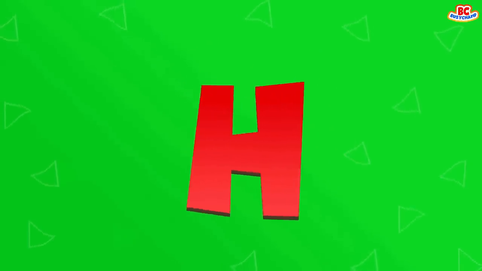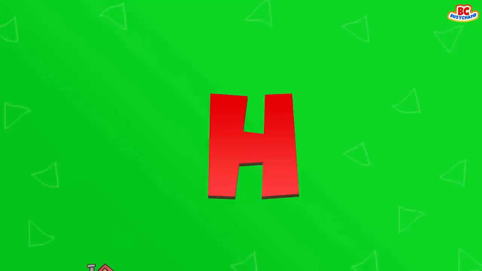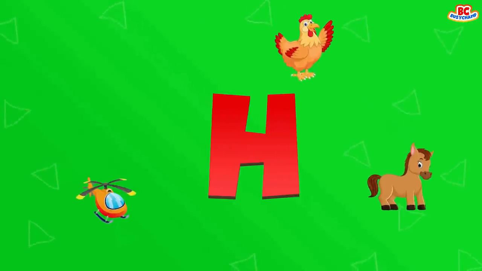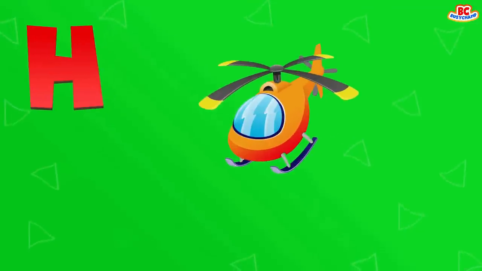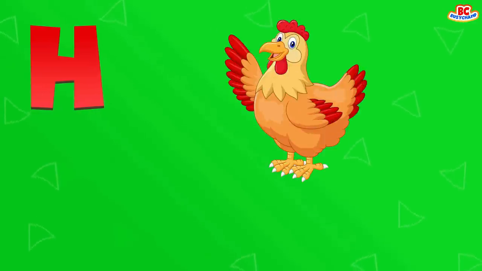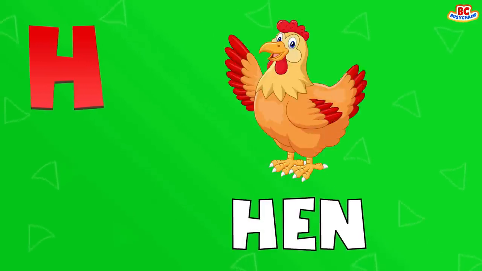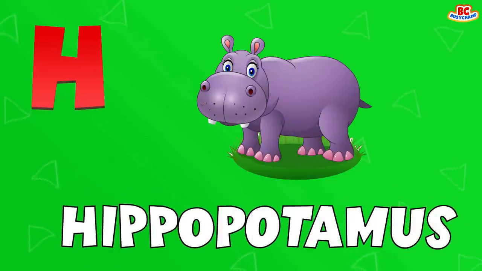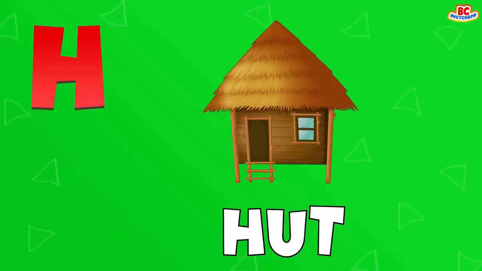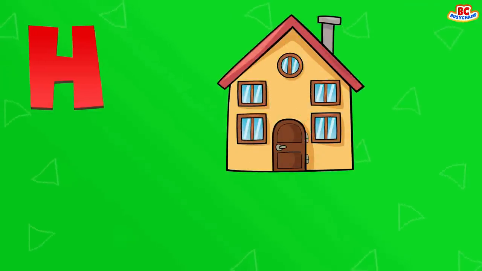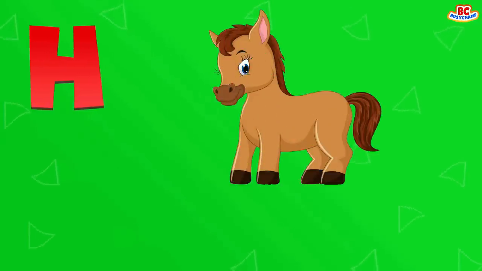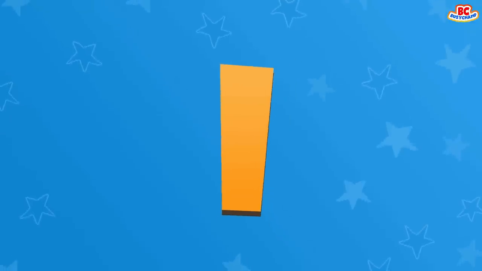H. H is for helicopter. Helicopter. H is for hen. Hen. H is for hippopotamus. Hippopotamus. H is for hut. Hut. H is for house. House. H is for horse. Horse.